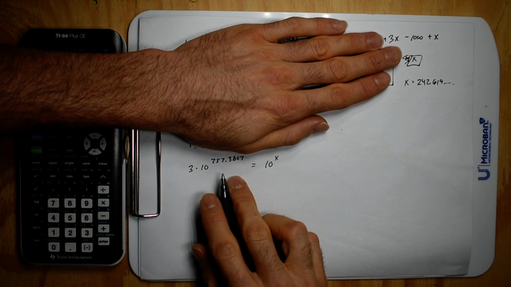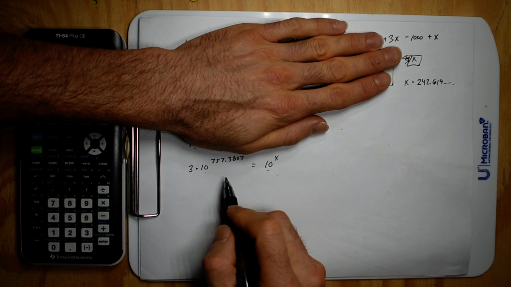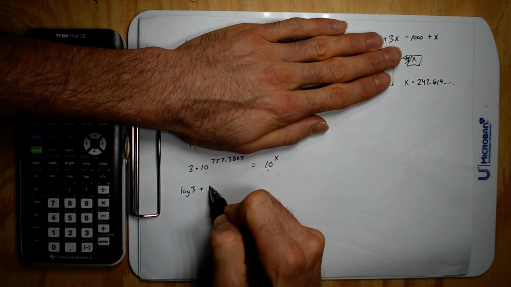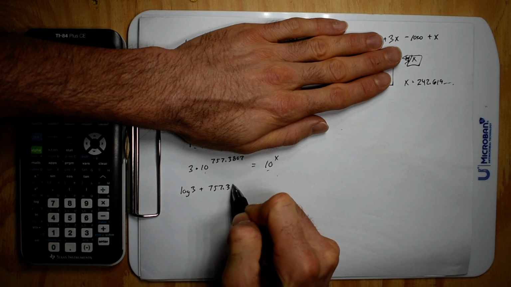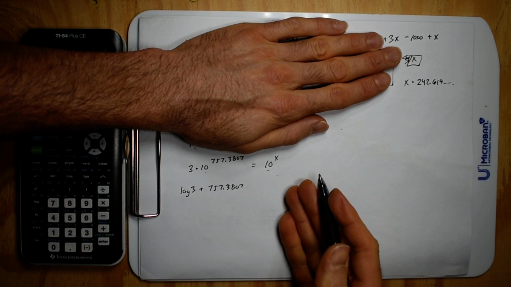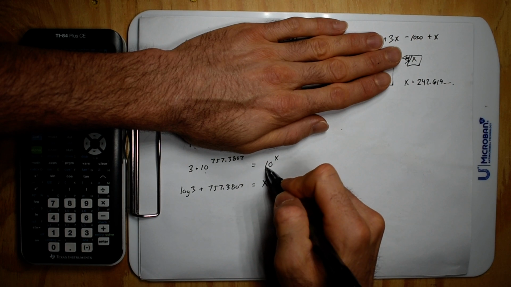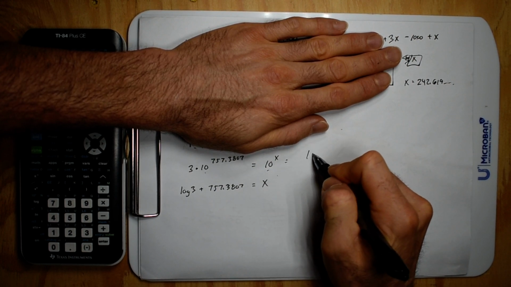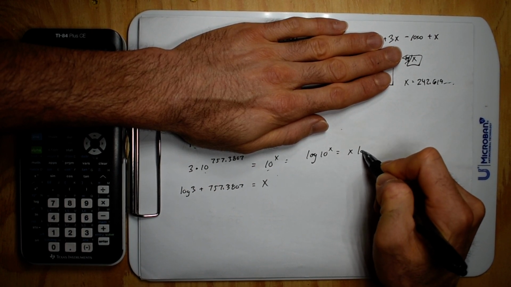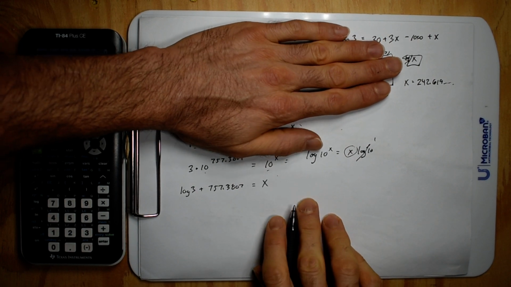We could take the log of a power. You know how I took this to the other side? It doesn't matter. You just take the log of 3, plus 757.3807, and then this is just log of 10. Log of 10 is 1. That is equal to log of this, which is just x, because if you took log of 10 to the x, x pops out, and now it's just x log 10. And this is just 1, so it's just x. Okay, sweet. So we got that.